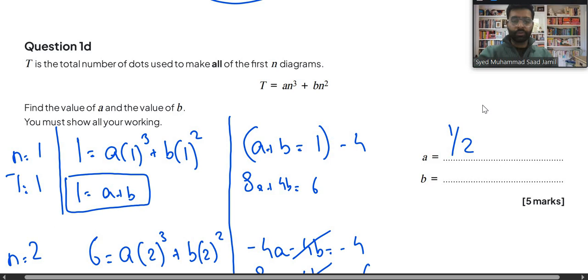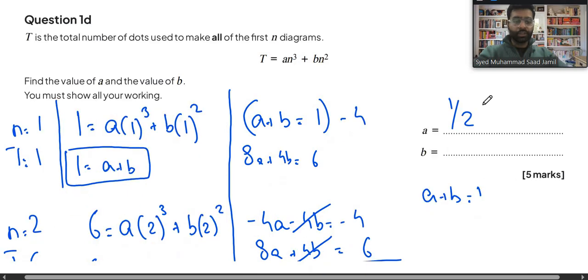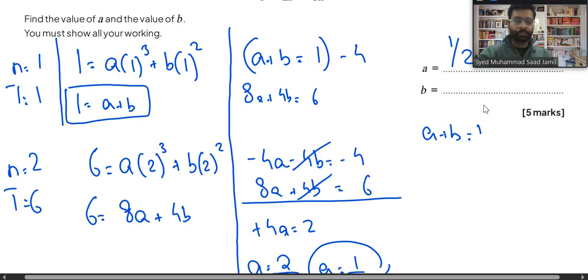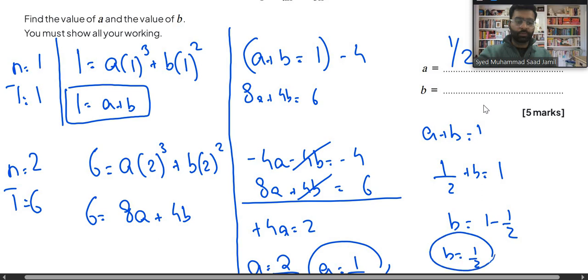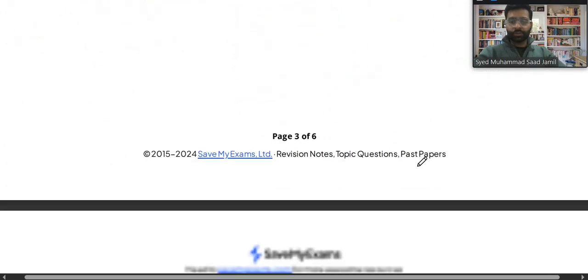Now we already know the equation that a plus b is equal to 1, and I already know the value of a. So I will write 1 upon 2 plus b is equal to 1. b is equal to 1 minus 1 upon 2. b is equal to 1 upon 2. So this is how we have to do this question.